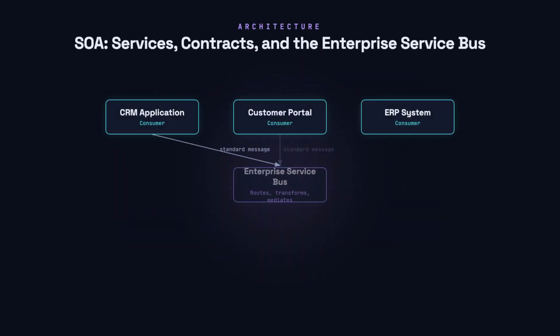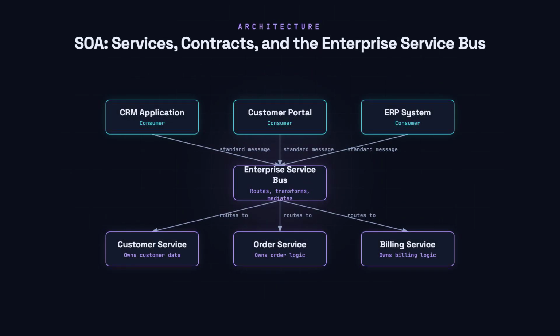Here is what SOA looks like structurally. At the bottom you have coarse-grained services. Each one owns a meaningful chunk of business capability, like customer management or billing. At the top are the consuming applications. The critical piece in the middle is the enterprise service bus, or ESB. The ESB is a central infrastructure component that handles routing messages to the right service, translating between different data formats, and enforcing the shared contracts that all services agree to speak.